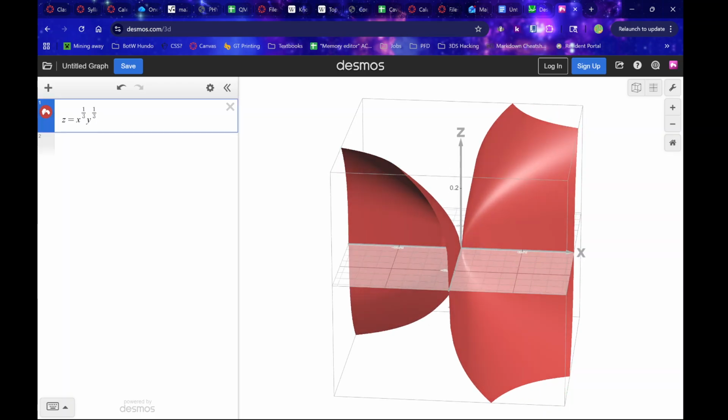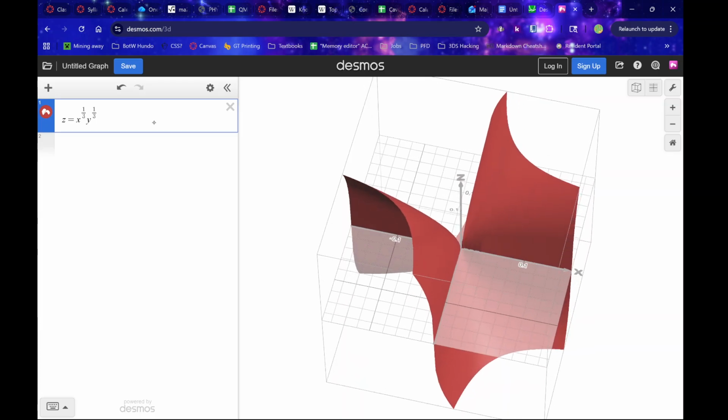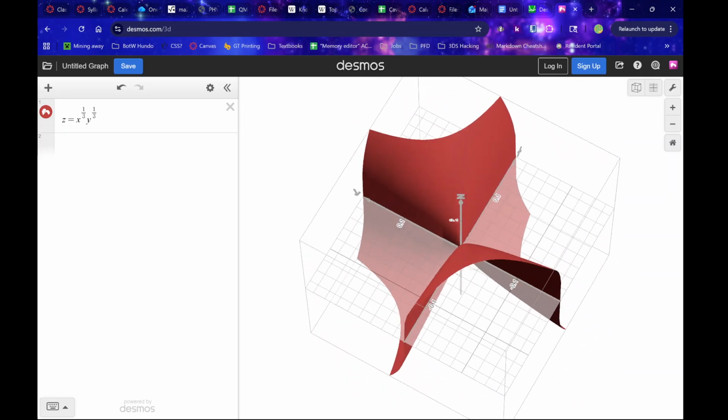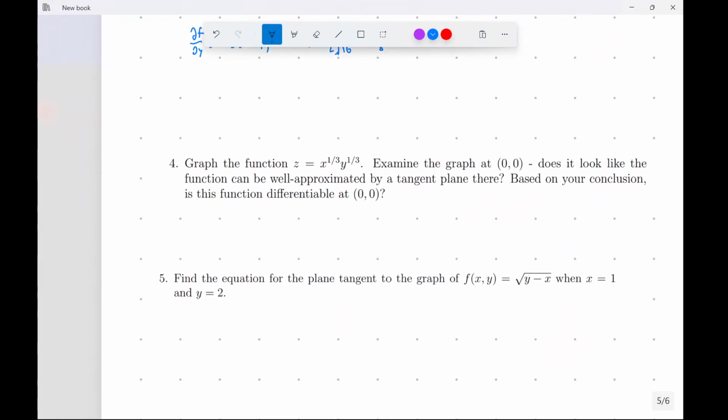I can zoom in even more. You could try to make the tangent plane straight up, but that wouldn't work for points on the x and the y-axis. You could try to make it flat, but that wouldn't work for points near the z-axis. No matter what you do, you're not going to get a tangent plane that approximates this function well in a neighborhood of the origin. And so I'll just say no, the function cannot be well approximated by a tangent plane.